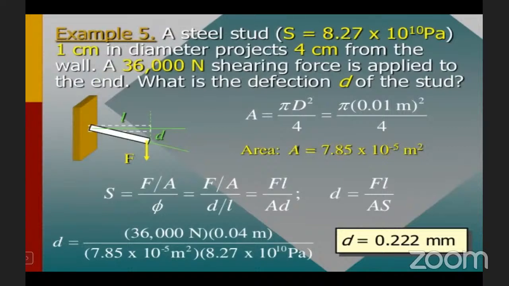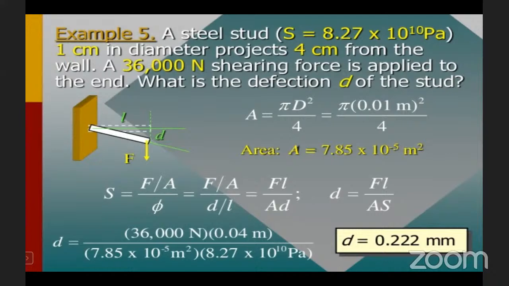A steel stud. Stud means, for example, taking a nail and putting it in the wall, and the part remaining outside is also called a stud. The steel stud, S equals 8.27 × 10^10 pascals, and 1 centimeter in diameter, projects 4 centimeters from the wall. A 36,000 newton shearing force is applied to the end. What is the deflection d of the stud?